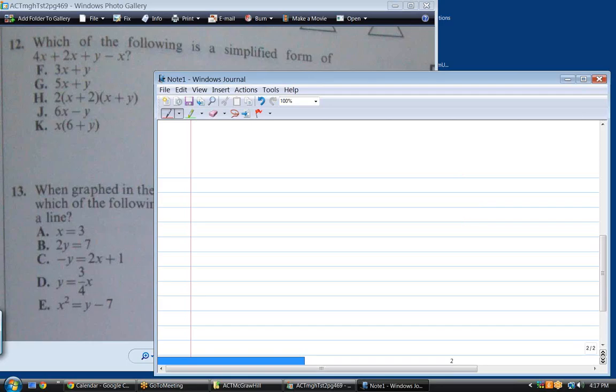Now, this one's a little different than the previous one. The previous one, we had to actually go through every answer. Well, you don't have to do that on this one. In other words, you can simplify this directly. And that's the way to go. It's more efficient than checking each of these 5 answers.